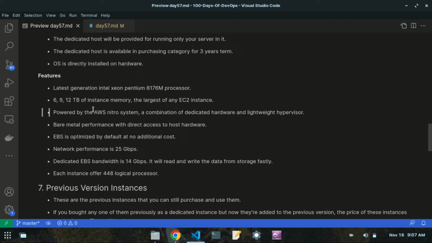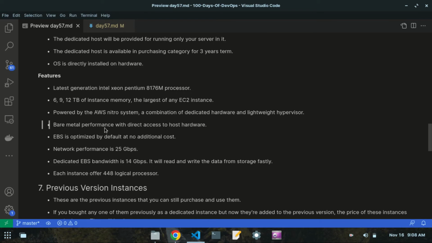Alright, so it is powered by the AWS Nitro system, and it is a combination of dedicated hardware and lightweight hypervisor. So the dedicated hardware is powered by the Nitro system, and the lightweight hypervisor will run it. Why? Because the data that will be transferred from the cloud will be with the help of a lightweight hypervisor or the virtualization, but still the dedicated hardware will be used in it. Somehow the hypervisor will be used, but that will help us to transfer the data from the cloud. But the dedicated hardware is set up already so that you can directly access it and run the servers on it, alright, for yourself.